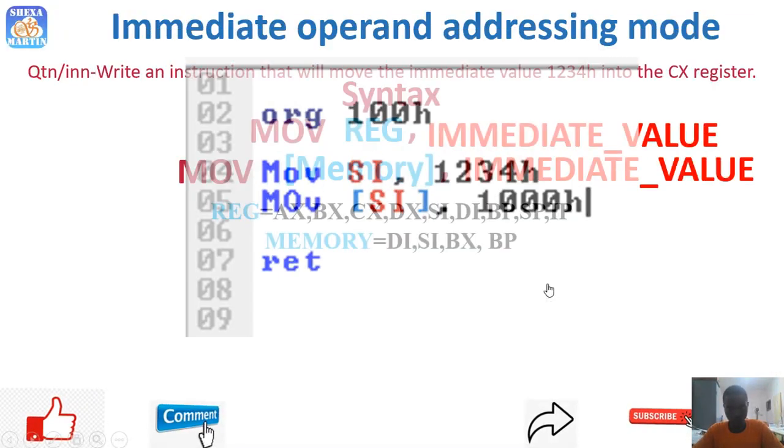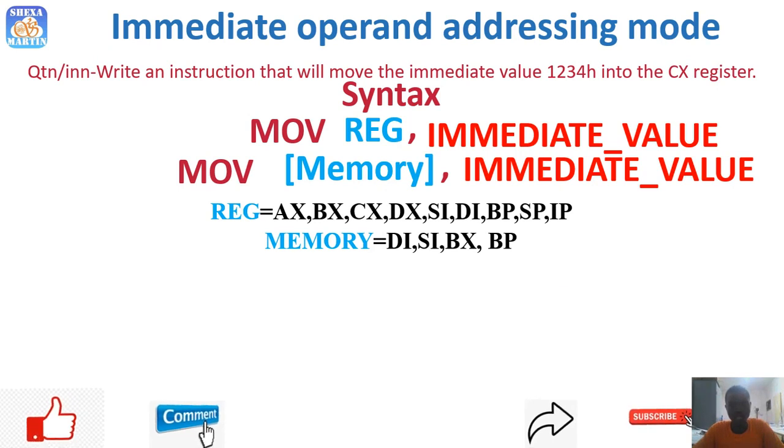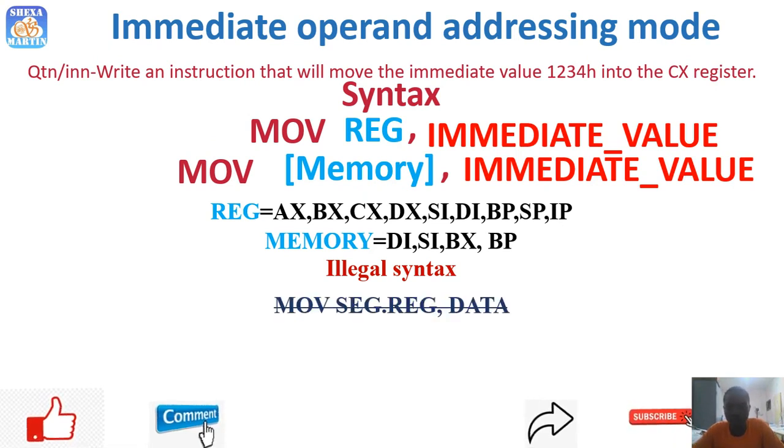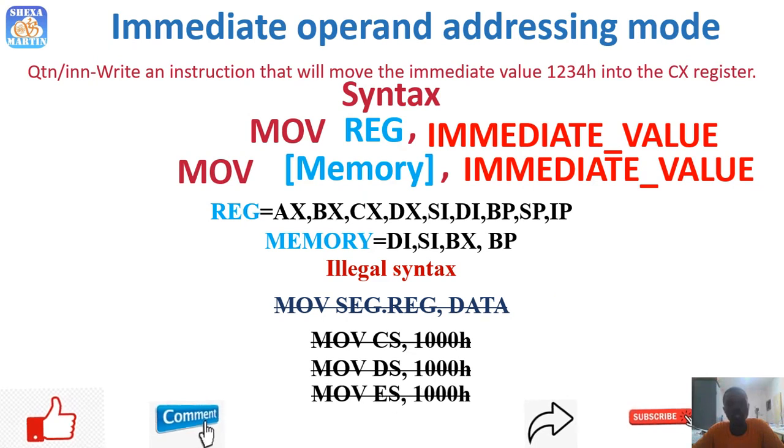So we are done with this example. Let's close it and go ahead. But now there are these instructions that are illegal. Here is the illegal syntax. You cannot move an immediate value to a segment register. You cannot move to the code segment. You cannot move to the data segment. You cannot move to the extra segment directly like that. You cannot move to the stack segment. This is what is forbidden. It's not allowed. It's illegal, and it will give you an error if you try to do this.